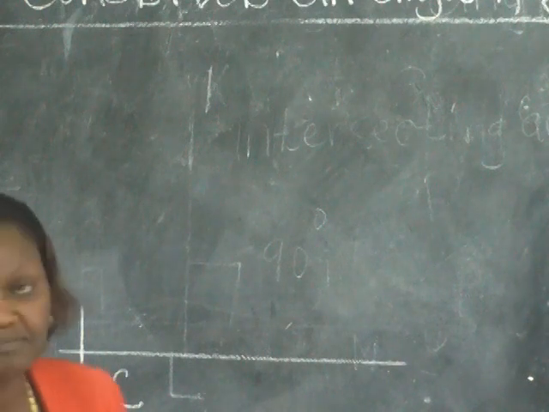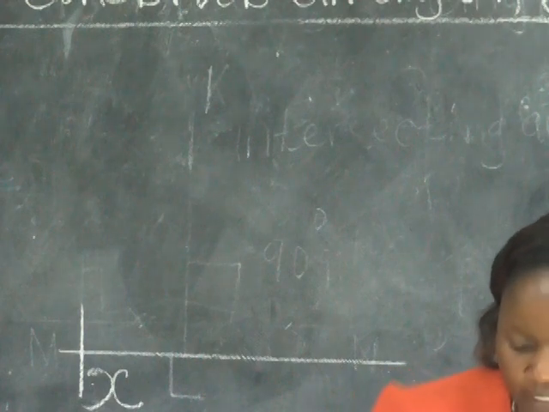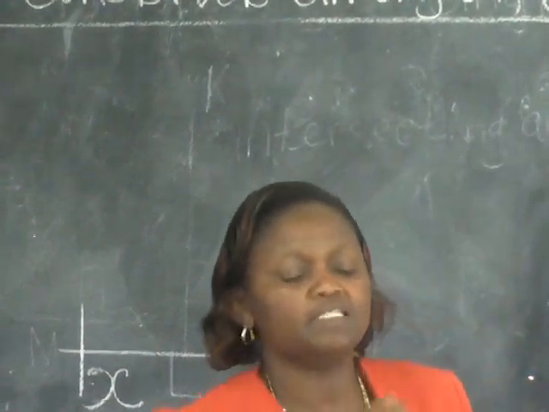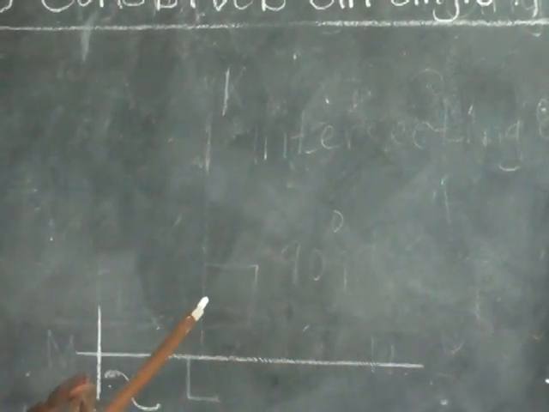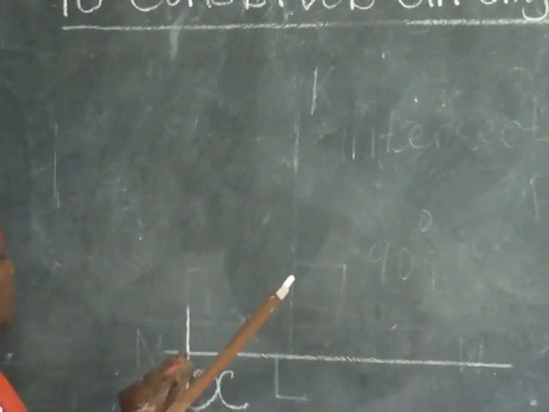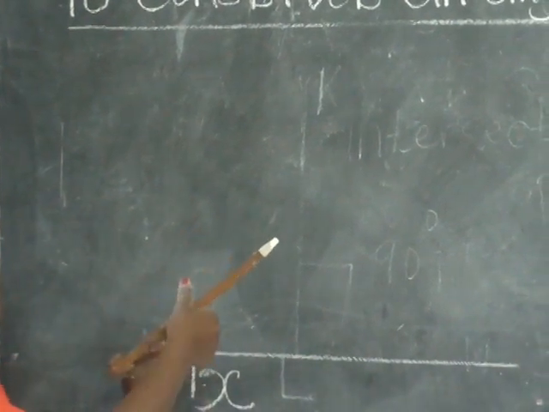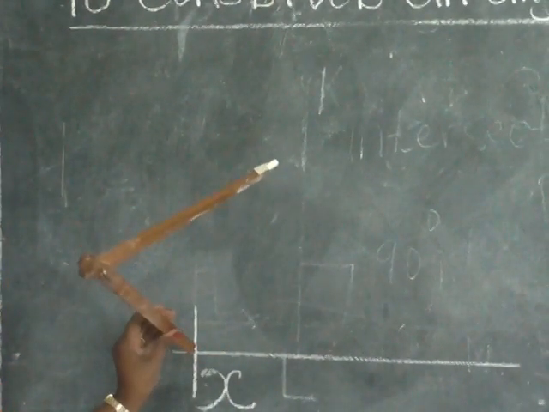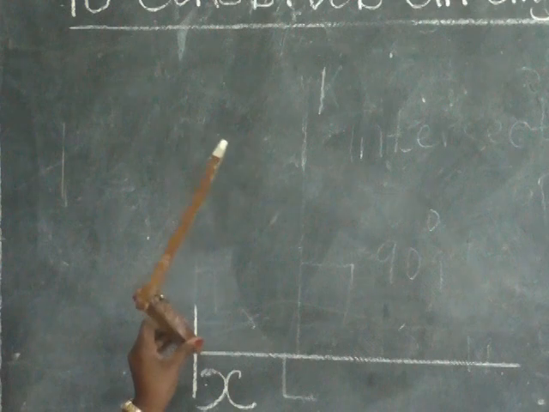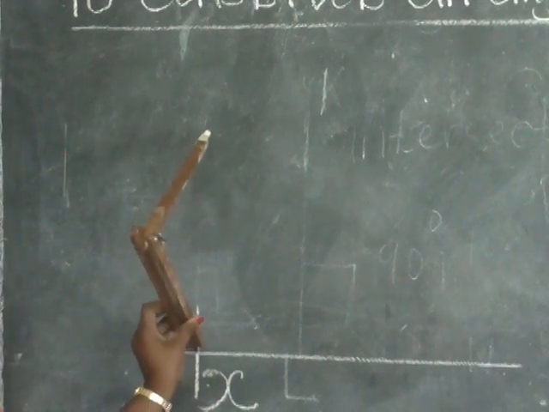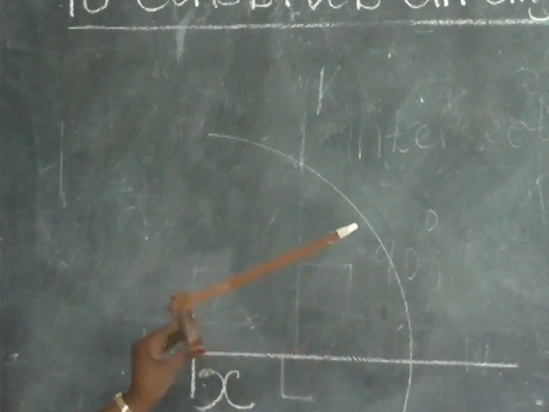Are we together? Good. Now, having done that, take your pair of compasses. Place your pair of compasses at point X using a radius of your own choice and draw a big arc.